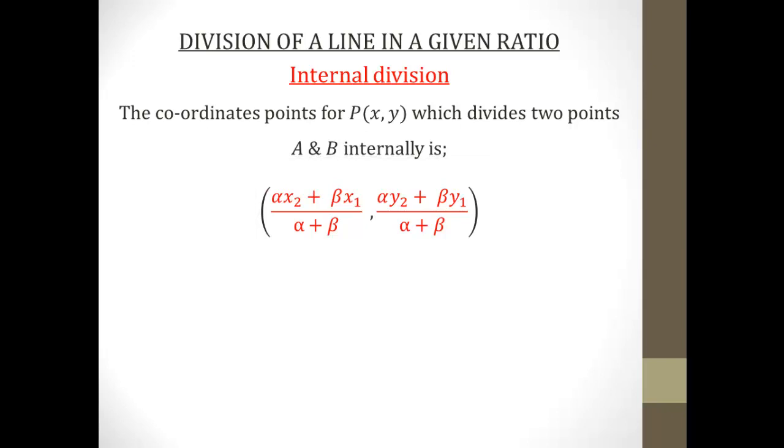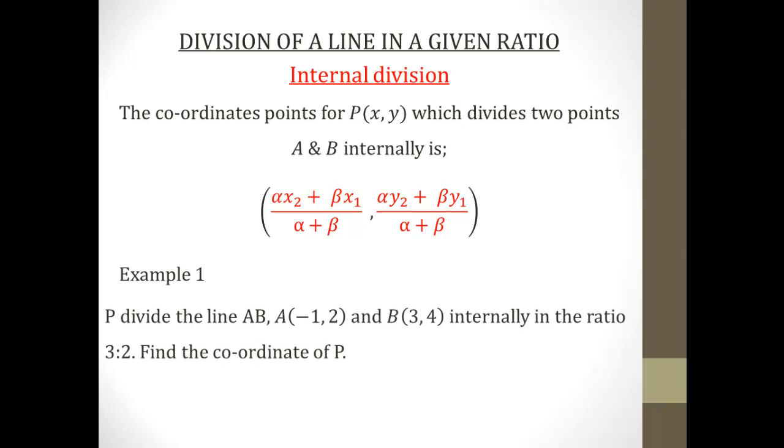Okay, so let's take our first example. Example 1: P divides the line AB, where A is (-1, 2) and B is (3, 4), internally in a ratio 3:2. Find the coordinate point of P. Now we are told that P divides a line with points A and B internally. So internally must give you the idea that I'm going to use this formula. Once you see internally in a ratio, this is the formula I'm supposed to use. If they write externally in a ratio, this is not the formula we are going to use.